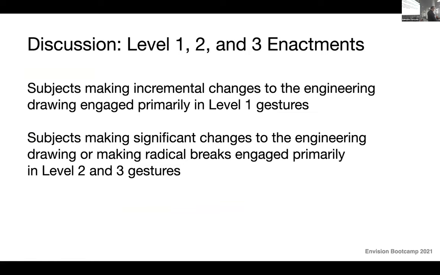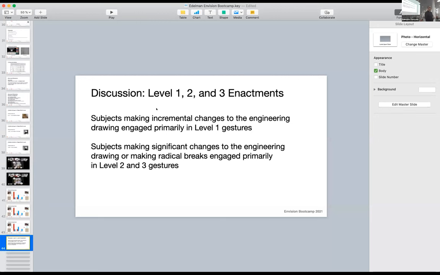So again, what we found was the subjects making incremental changes to the drawing were in level one, doing this, and speaking about it, by the way, also, right? Because that's how we know. And looking at the drawings, it all came together. And subjects making significant changes gestured like this or like this, right? And we know that from how they talked about it and the drawings, and made network drawings, et cetera, et cetera. Well, that's it for now.